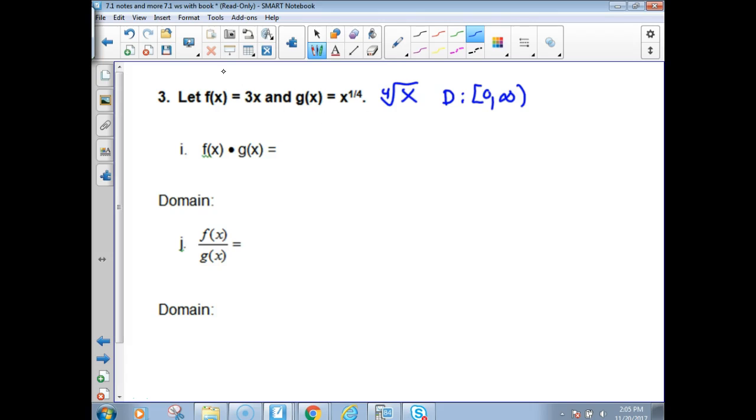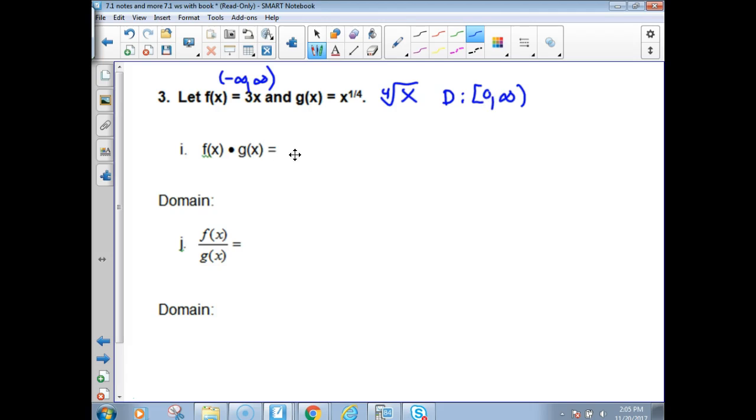The first one, its domain is negative infinity to infinity. But if you're going to do any combinations, then what should the domain be? The most restrictive of the two functions that you're dealing with. So our domain is going to be restricted for these problems.